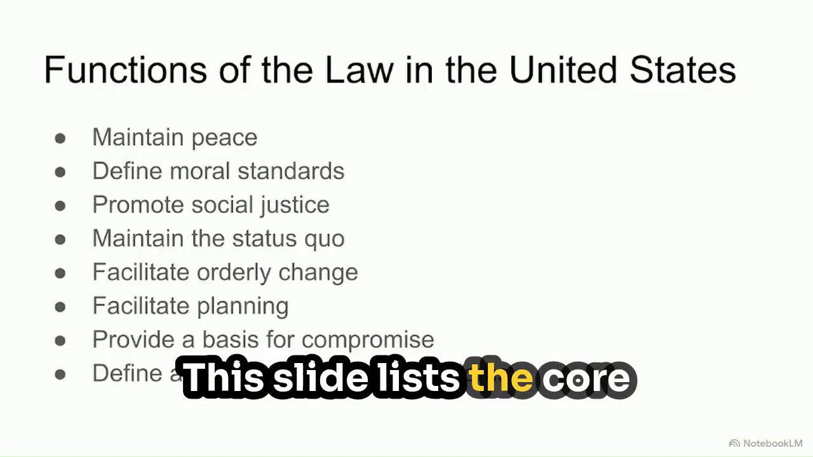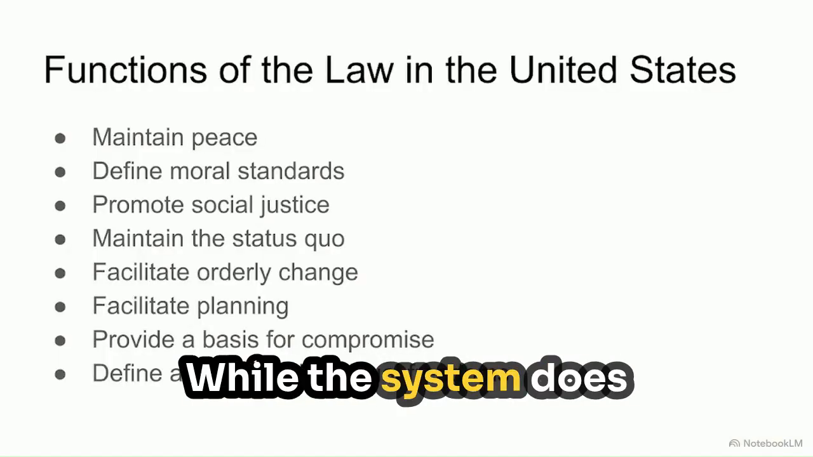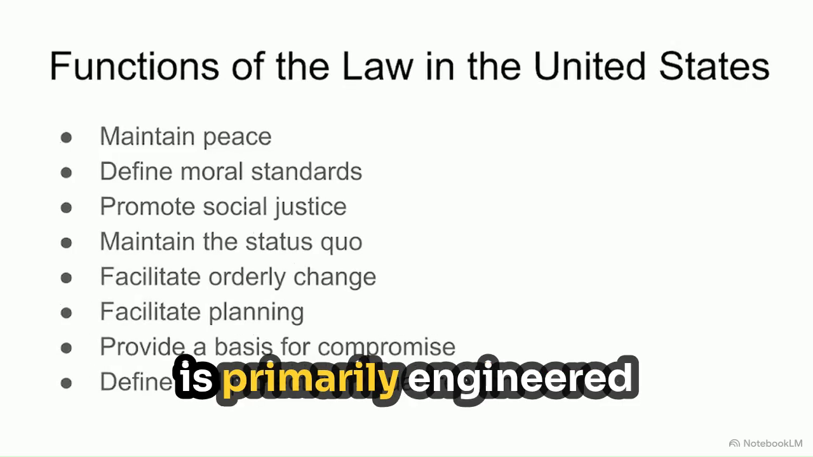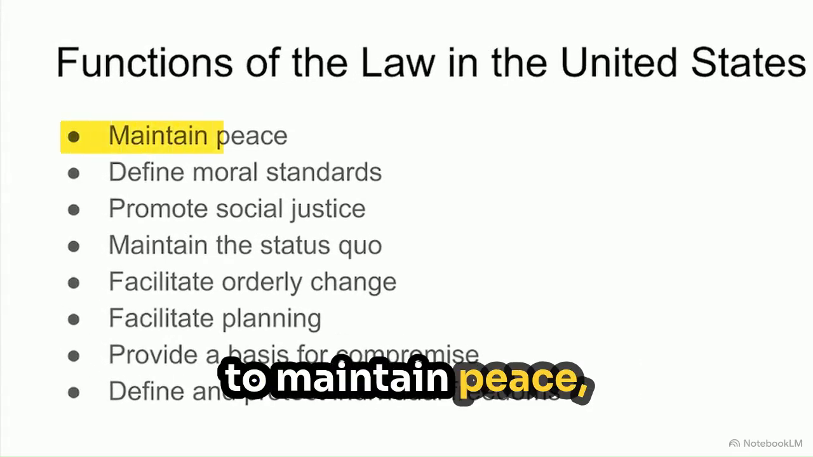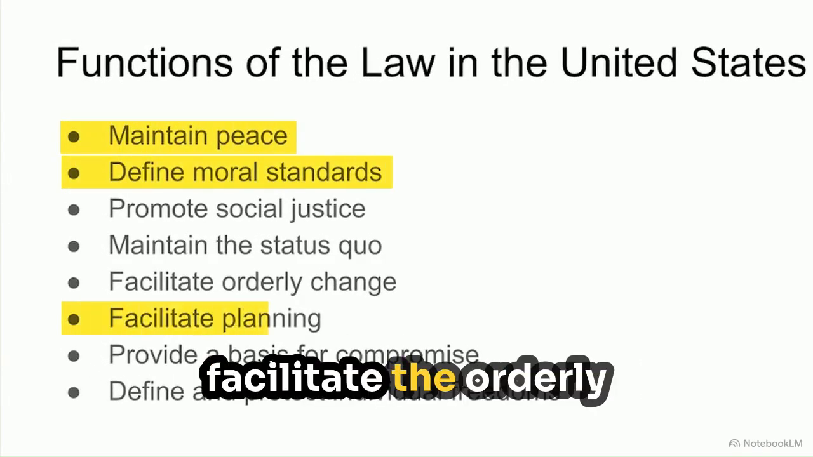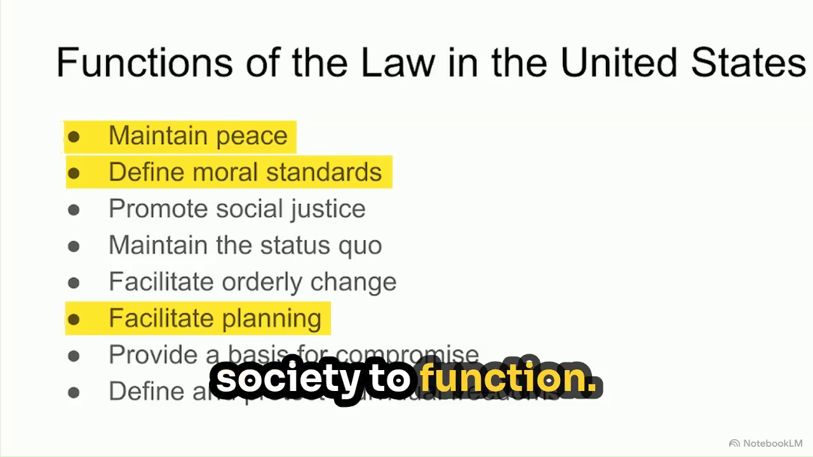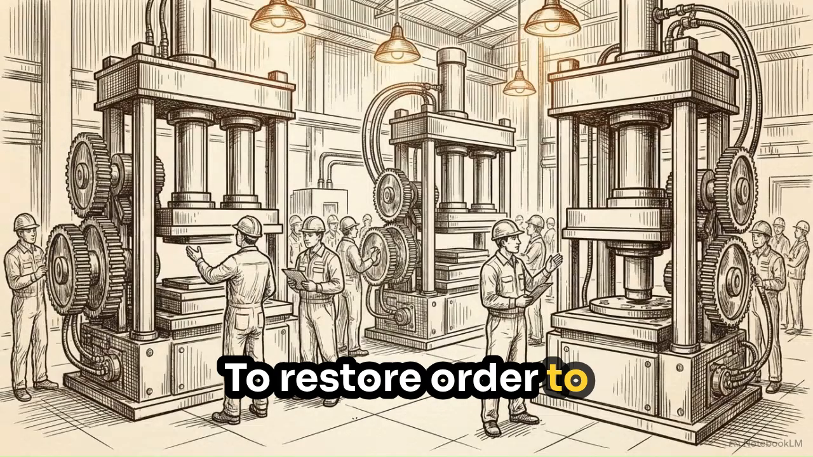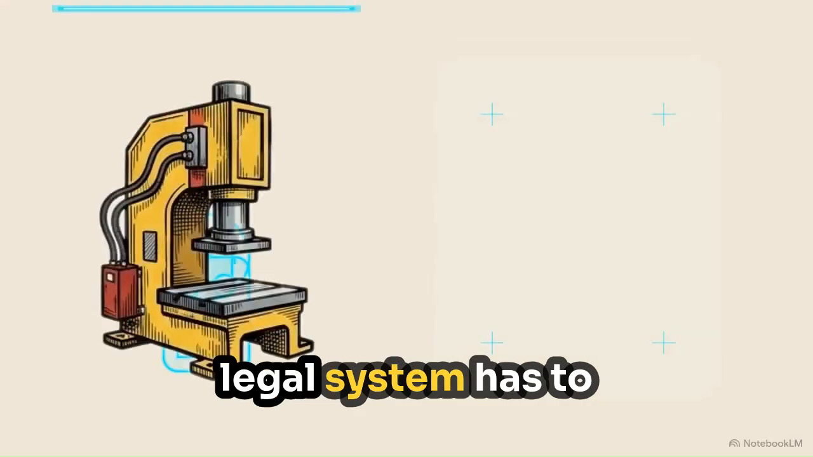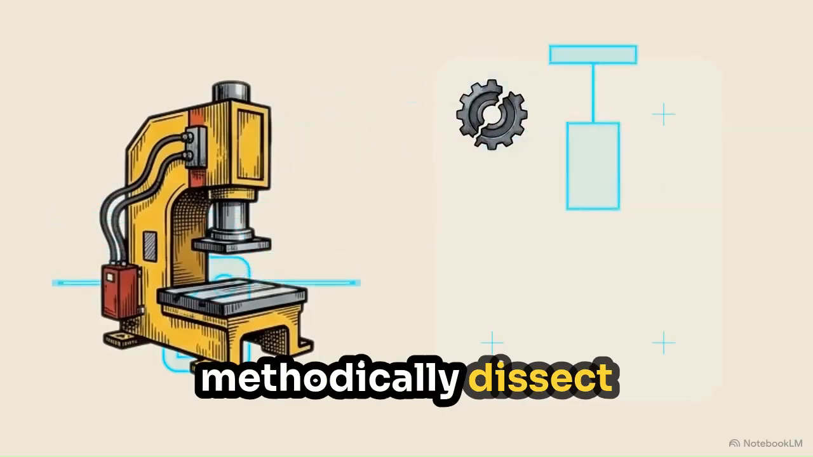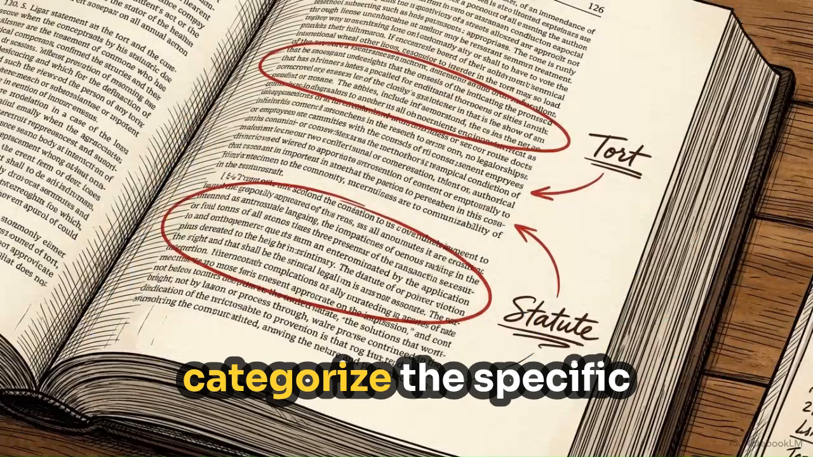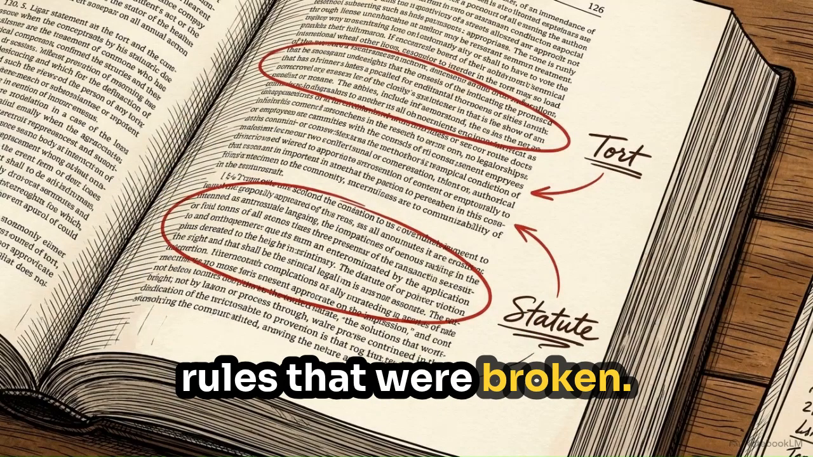This slide lists the core functions of the law. While the system does handle punishment, it is primarily engineered to maintain peace, define standards, and facilitate the orderly planning required for society to function. To restore order to that factory floor, the legal system has to methodically dissect this single accident and categorize the specific rules that were broken.